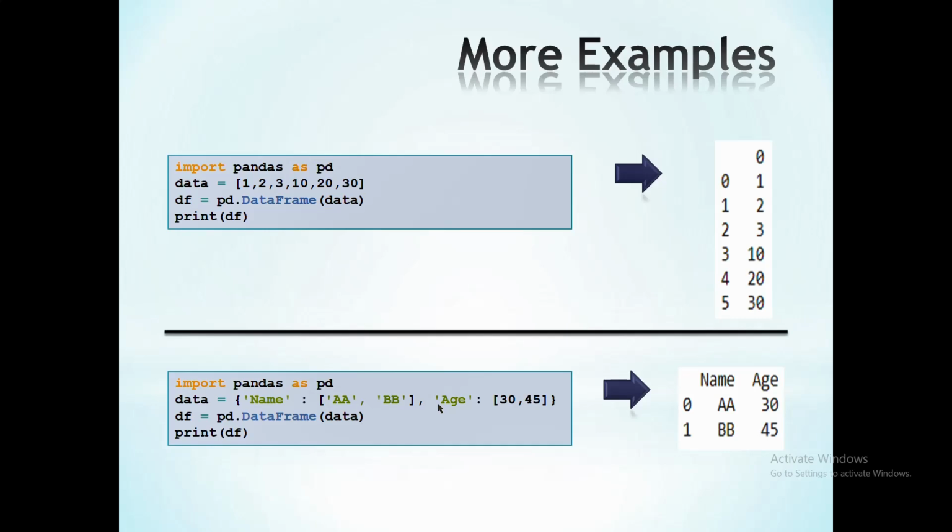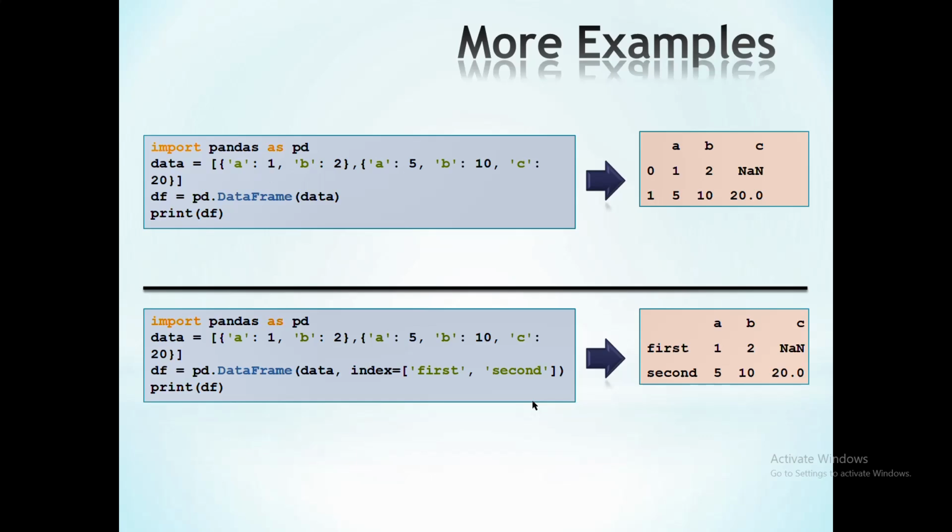Here we see some examples of how to create a data frame. I have created a variable data, which belongs to the list data type. Now I am converting the list into a data frame so that I get the values along with the assigned index, from 0 to 5. Now I am creating a data frame from a dictionary, where name is the key with values A and B, and age is the column name with the values 30 and 45.